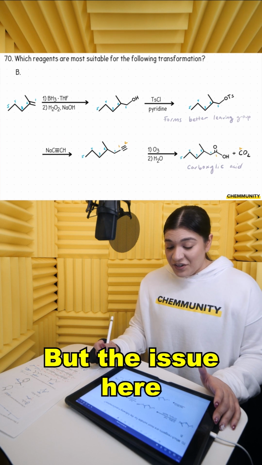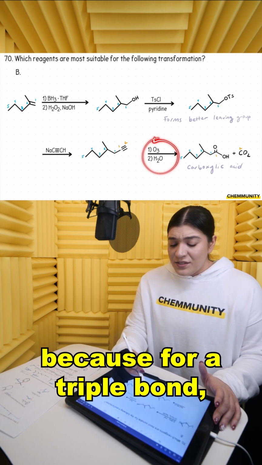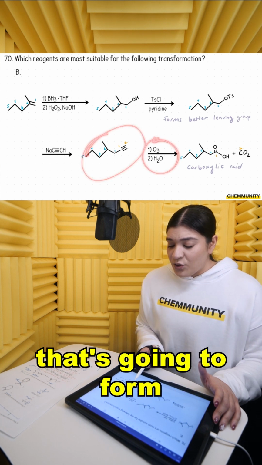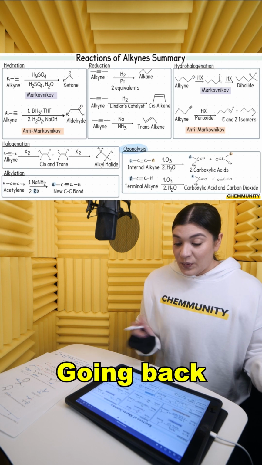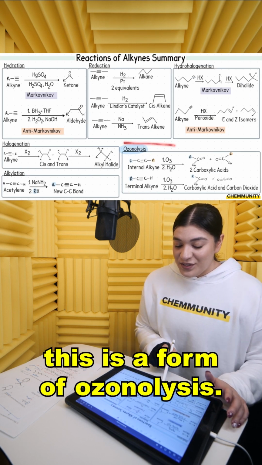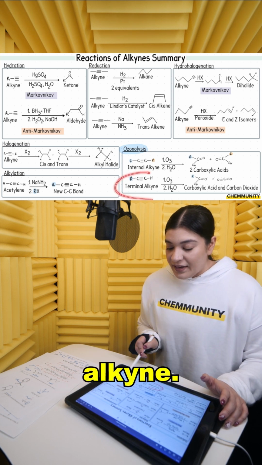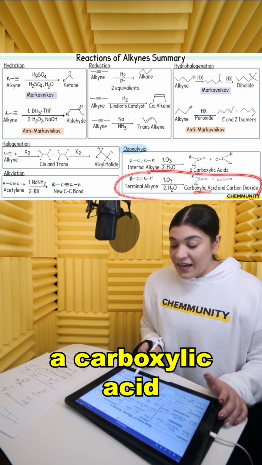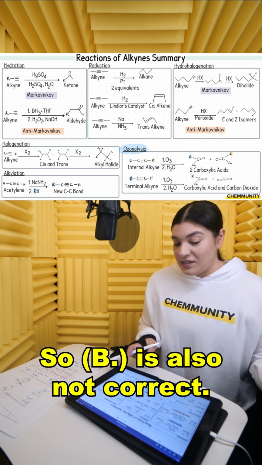But the issue here is this doesn't really make sense to use because for a triple bond, that's going to form a carboxylic acid, and we're looking for an aldehyde. Going back to that reagent, remember this is a form of ozonolysis. We specifically have a terminal alkyne, and that forms a carboxylic acid and carbon dioxide. So B is also not correct.